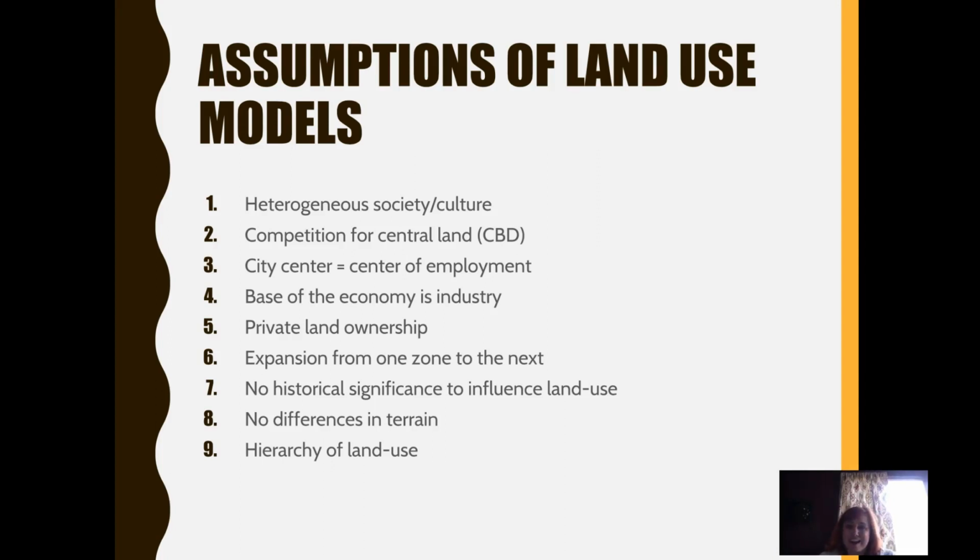No differences in terrain, also something that's probably not true for a lot of cities, but we're assuming there's no rivers in the middle of all of this and there's no mountains in the middle of all of this, okay? And hierarchy of land use, which is basically your bid rent model, okay?